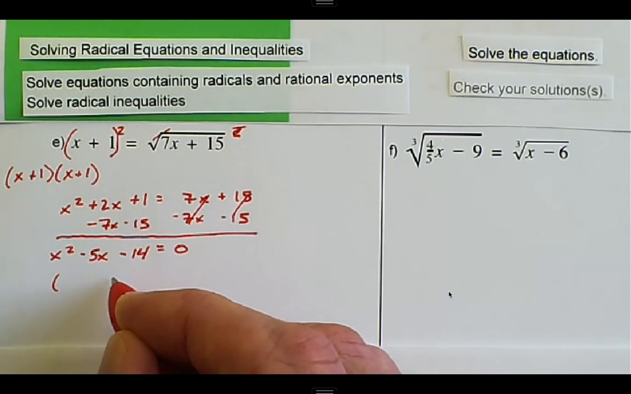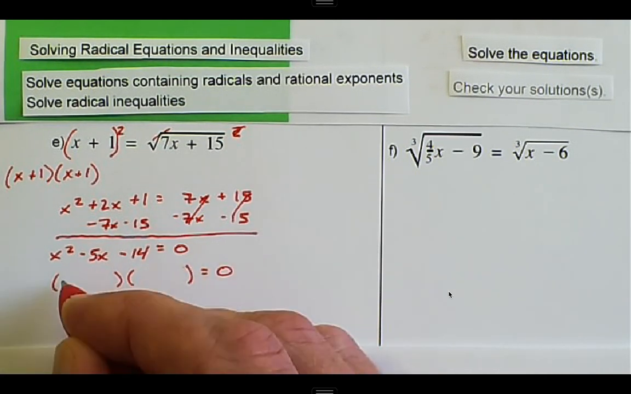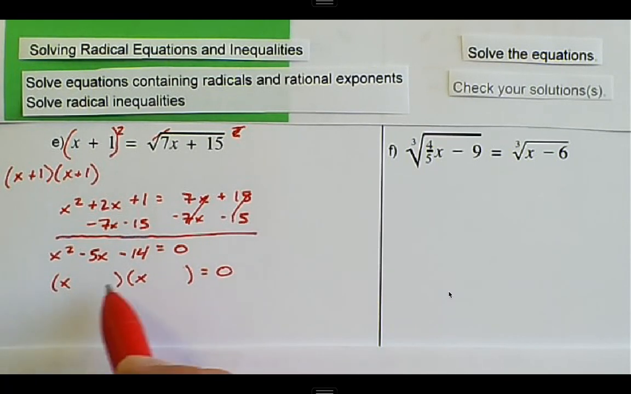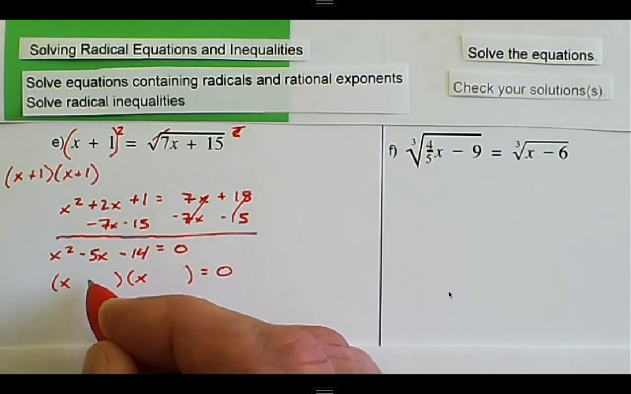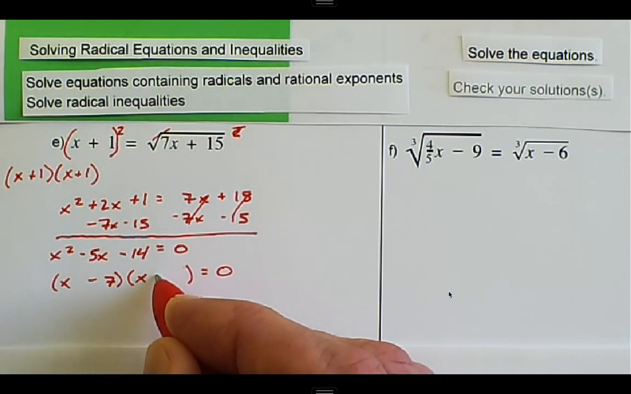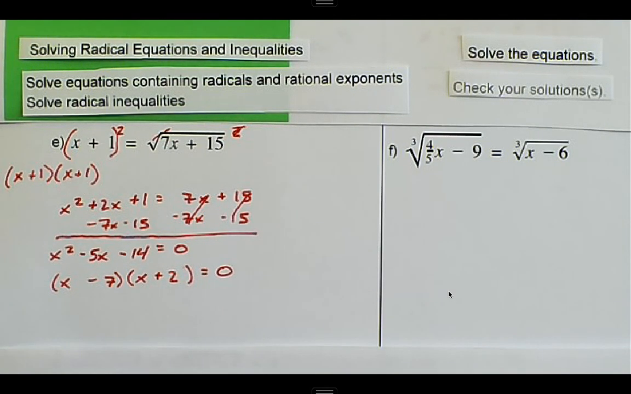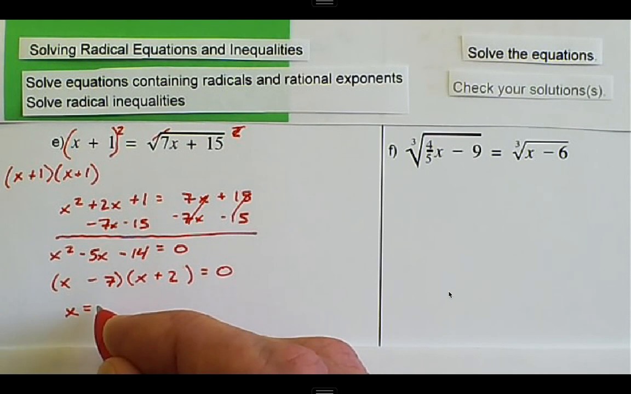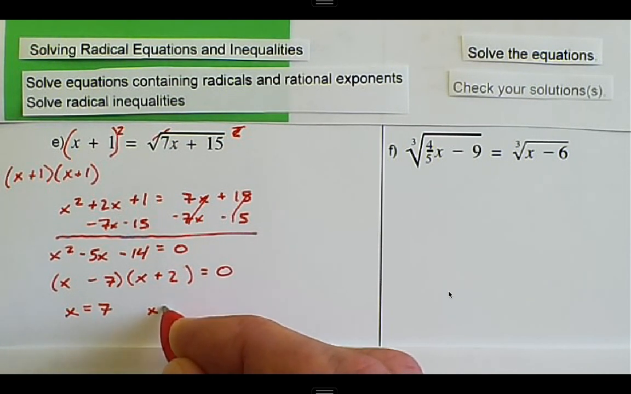And the factors are x and x. And there needs to be a difference of 5, and the product needs to be negative: negative 7 and positive 2. So then our possible zeros are x equals 7 or x equals negative 2.